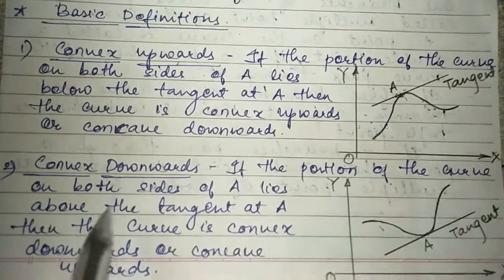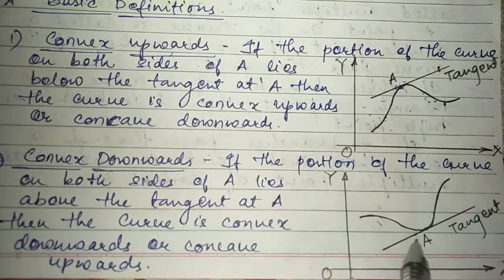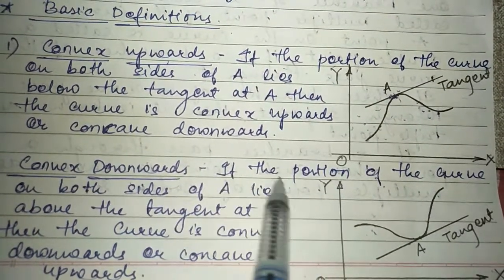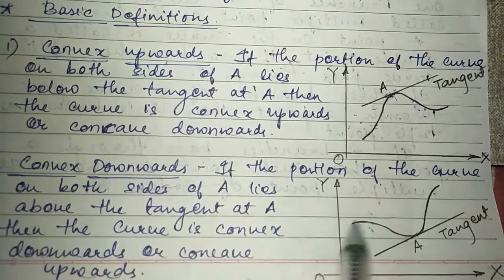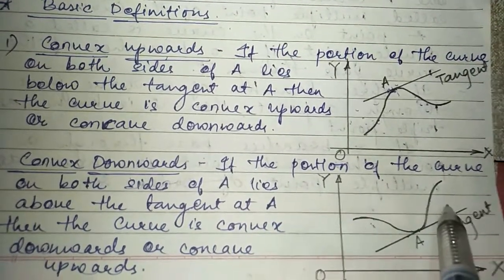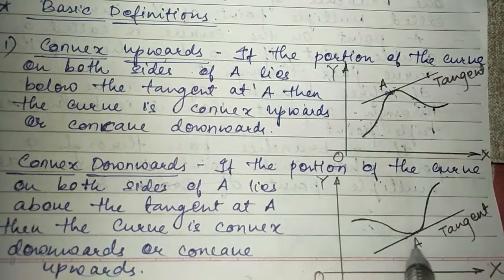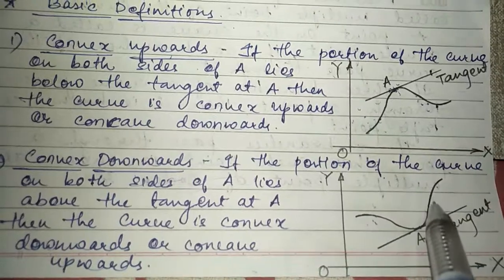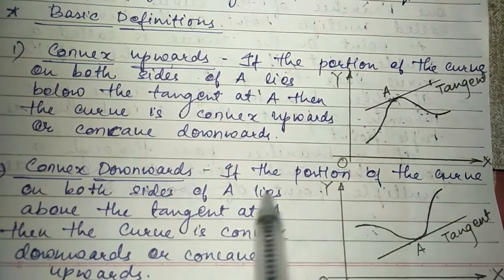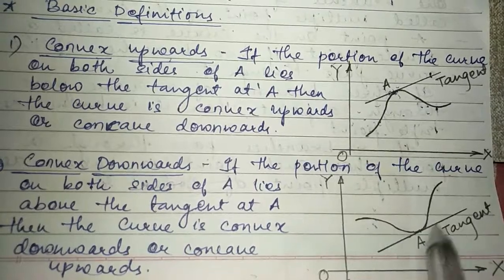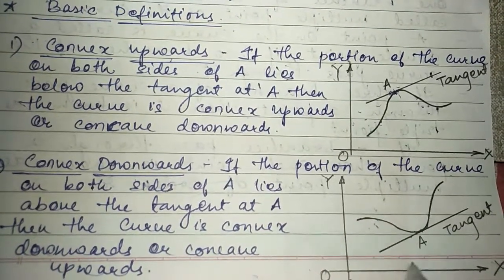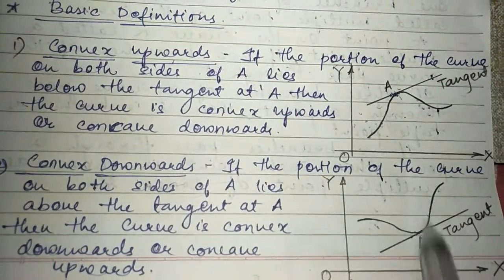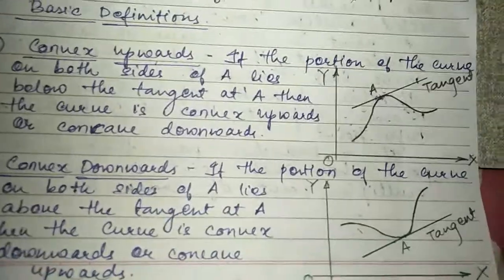Then next we have convex downwards. Here also you can see this curve, we have a tangent at the point A. The definition says if the portion of the curve on both sides of A, that is this portion and this portion, lies above the tangent at A, then the curve is convex downwards or concave upwards. See, if the portion of this curve on both sides of A lies above the tangent at this point A, this curve is called convex downwards or concave upwards.